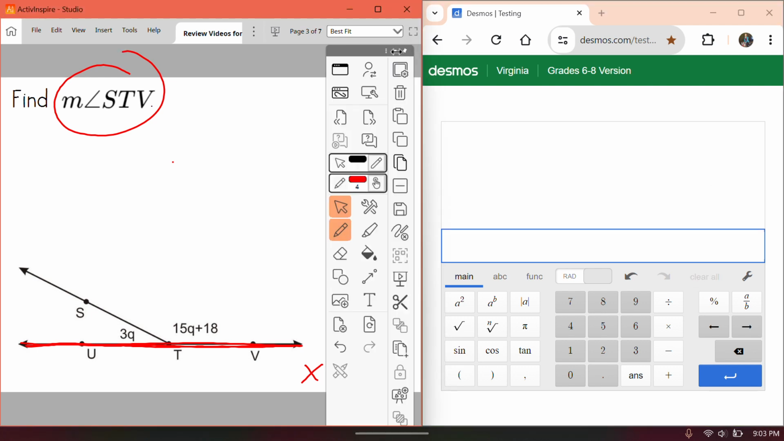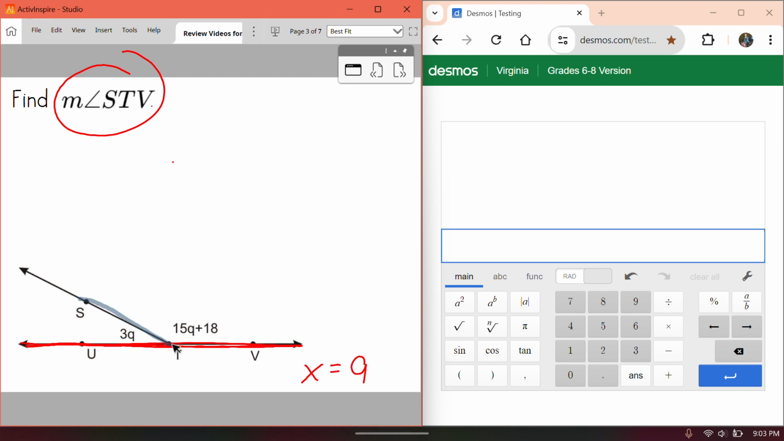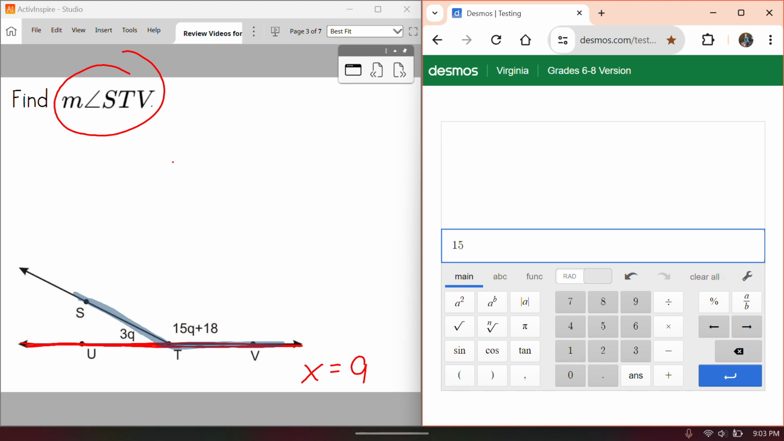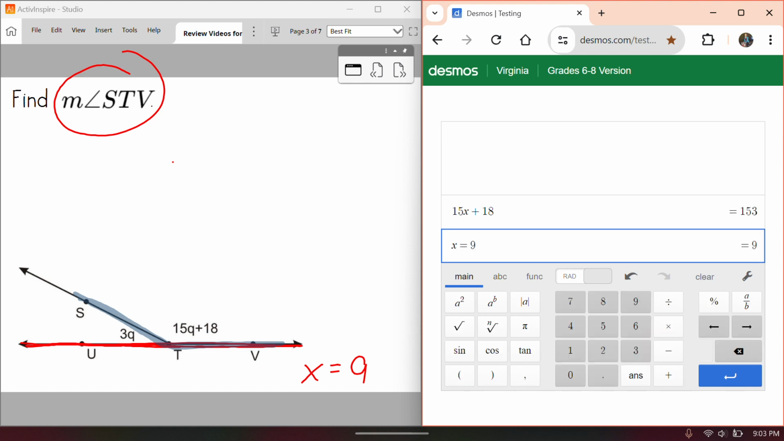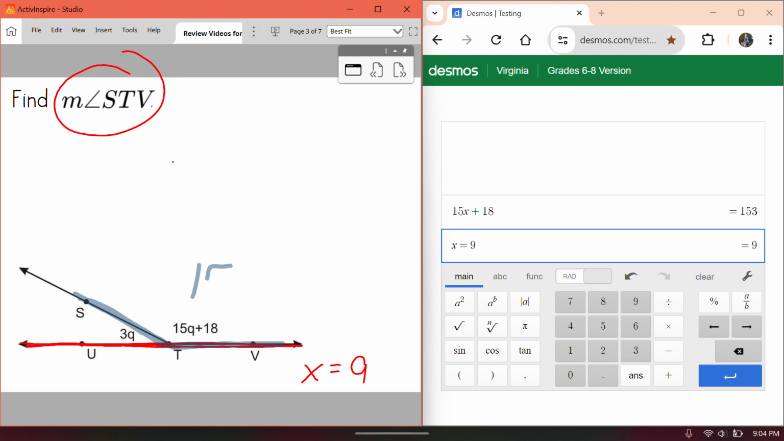So we're going to look just at angle STV, which is this obtuse angle right here. And we're going to put that in Desmos. And then we're going to put in the answer that we got for x, which was 9. And that answer is the measure of angle STV. So that's 153 degrees.